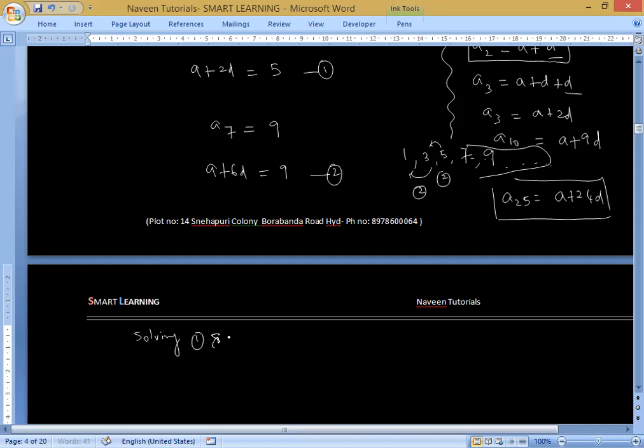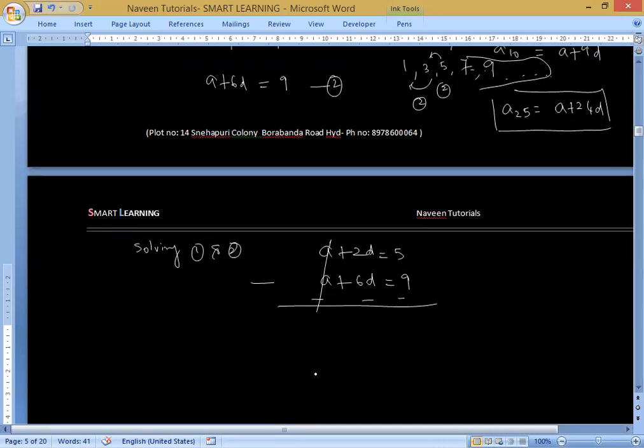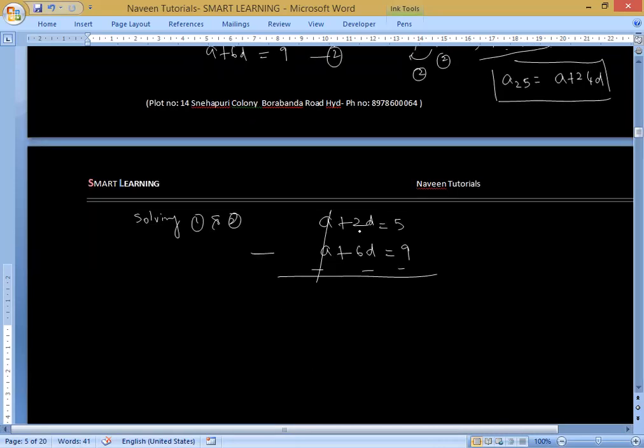Solving 1 and 2. What is the first equation? A plus 2D is equal to 5. And what is the second equation? A plus 6D is equal to 9. So I use the elimination method. I'll write minus, minus, minus. I'm going to eliminate the A value, since one is positive and one is negative. So I'll get 2 minus 6D, which is minus 4D, and 5 minus 9 is minus 4. The minuses cancel, so D is equal to 4 by 4. So I'm getting D is equal to 1.